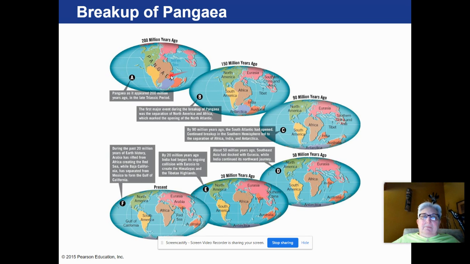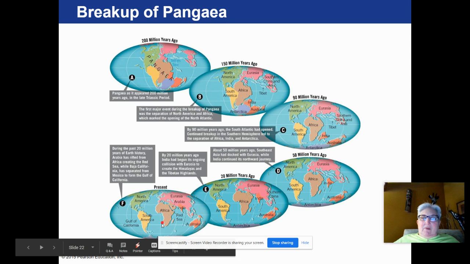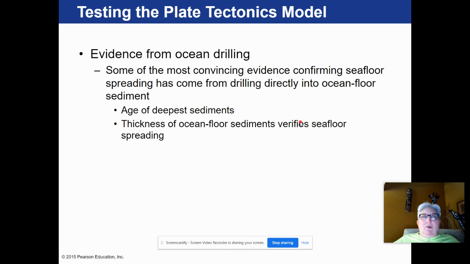All along here. So if we start at about 200 million years ago with Pangea, we can see the major movement here. 150 million years ago, South America and Africa are still kind of together here. 90 million years ago, to present day, we see the formation of our main oceans of the world.